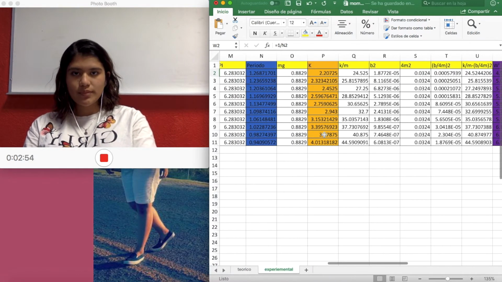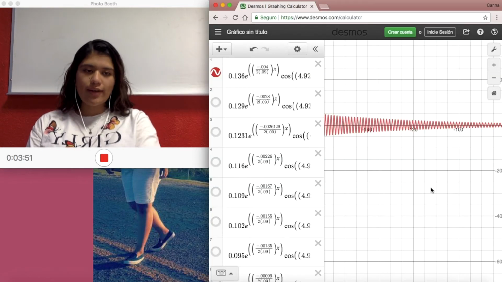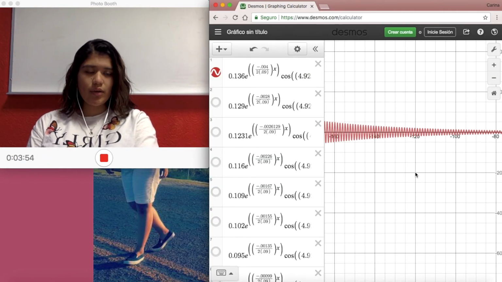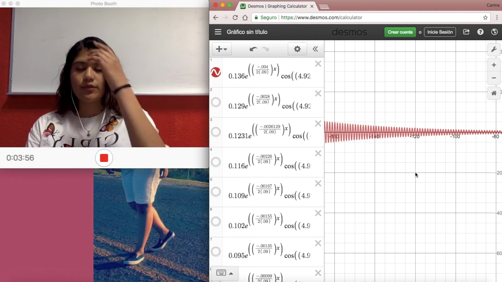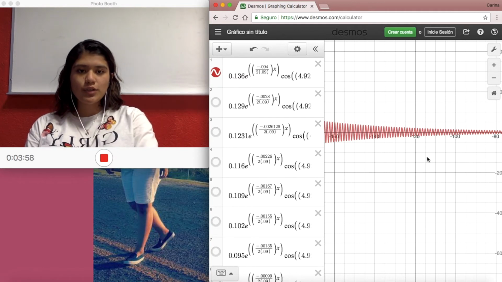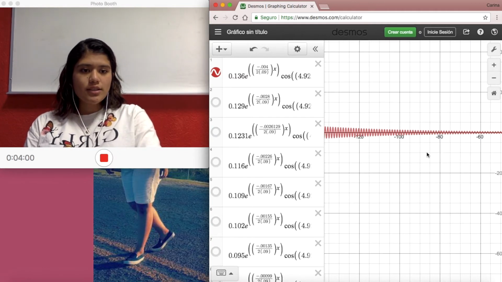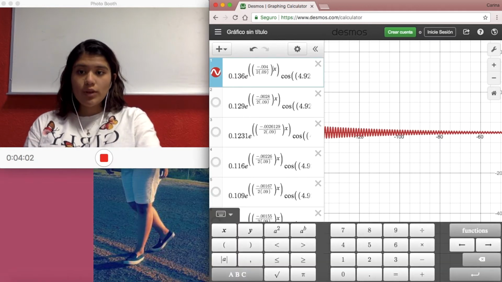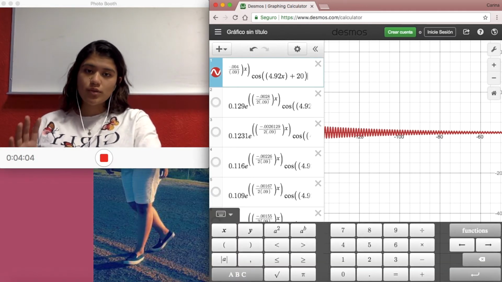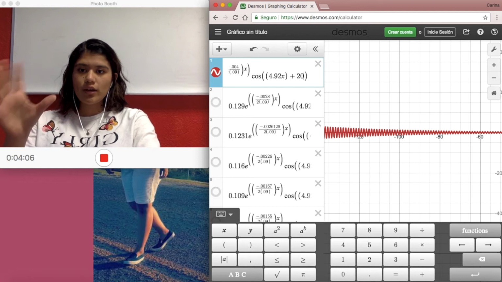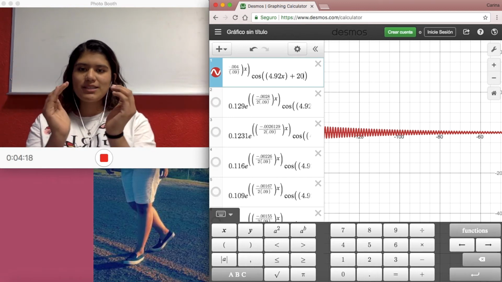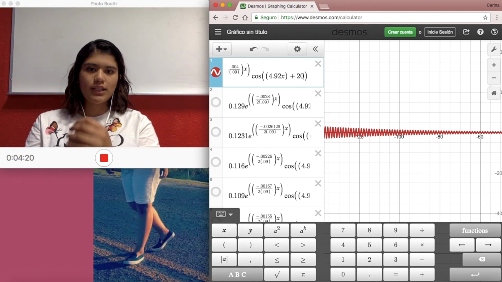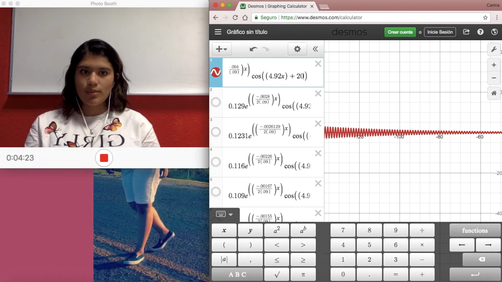So now here are all the graphs of each pendulum. This is the first one. This is the largest pendulum, and for this formula, you just need to know that 20 degrees is the maximum angle that you can use in this formula. So you need to remember that.